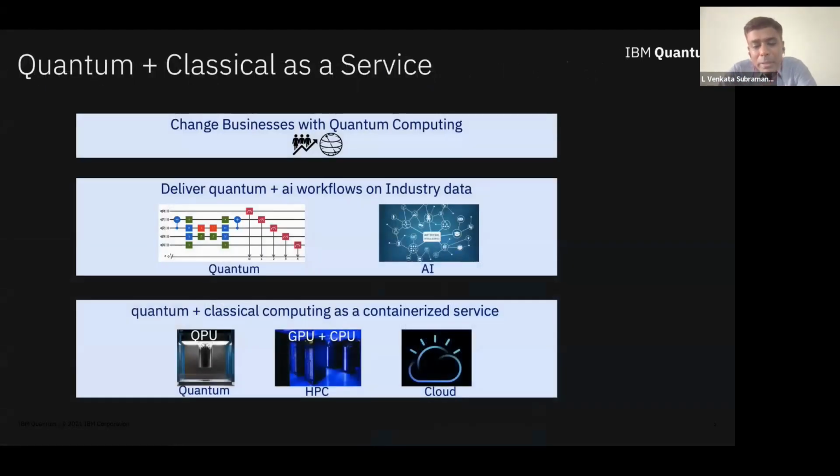So what does that mean? That means that industry workflows, or any workflows that you have, will involve quantum processing units, GPUs, and CPUs. Everything today is available over the cloud. So industry workflows, we are seeing more and more, will be hybrid. They will involve both quantum and AI. That's how the change in businesses is going to come with quantum computing. You're going to see some of the workflows, or parts of the workflows, moving to quantum.